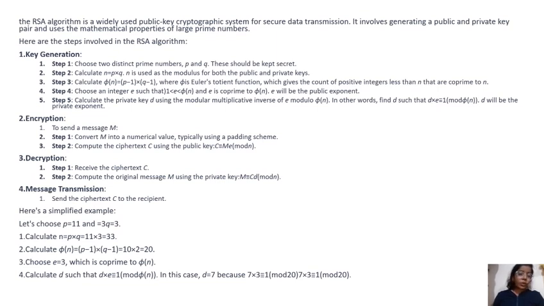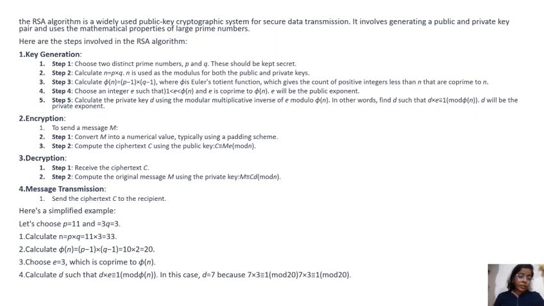The third step is decryption, where there are two steps. Step 1, receive the cipher text C, and step 2 is to compute the original message m using the private key: m equals C to the power d mod n. The fourth step is message transmission: send the cipher text C to the recipient.